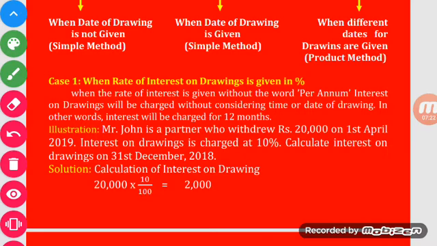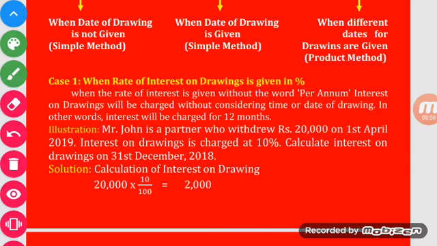Here, when the rate of interest is given without the words per annum, interest on drawings will be charged without considering the time or date of drawing. Point to be noted: interest on drawings will be charged without considering time or date of drawing. In other words, interest will be charged for 12 months, whether the amount is used for 1 month, 5 months, 3 months or 8 months, but interest will be charged for 12 months.